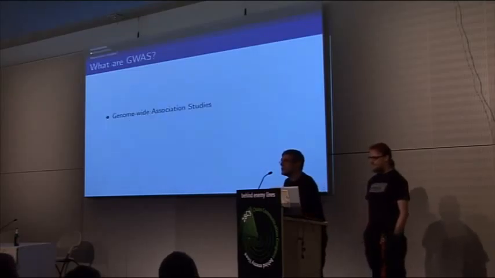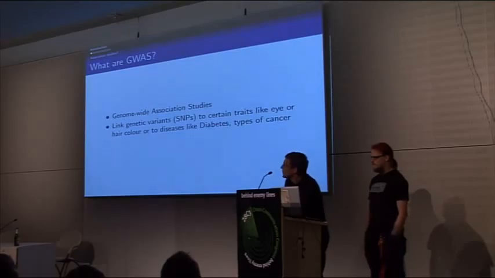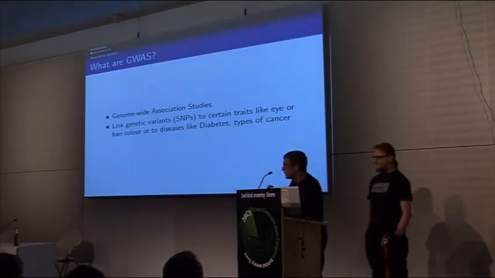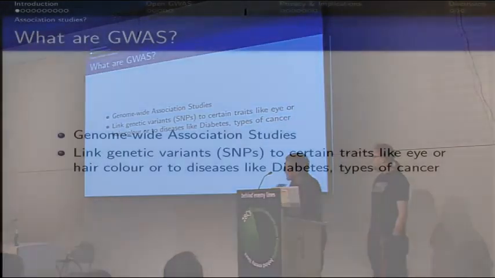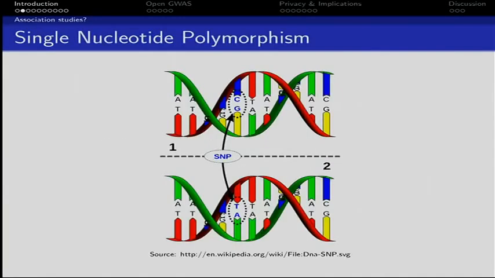So first of all, what are genome-wide association studies? The purpose of genome-wide association studies is to link genetic variants, single nucleotide polymorphisms, to certain traits like eye or hair color, or even probabilities to develop diseases like diabetes or certain types of cancer.